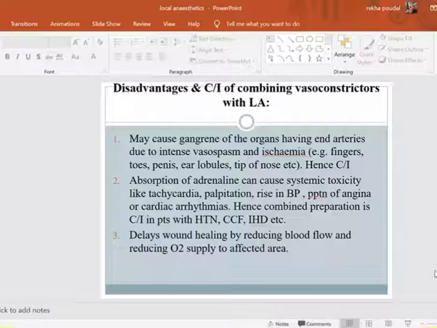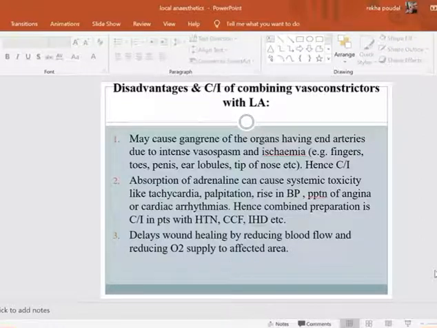So what happens in end arteries? In end arteries, the artery will end on that organ. There will not be any collateral blood vessels. So when we give local anesthetic along with a vasoconstrictor drug, these arteries will be constricted. So there will be no blood supply to those areas having end arteries. Due to vasospasm, those areas will go into ischemia and gangrene. So due to increased vasospasm and ischemia in the organ having end arteries, it may cause gangrene. So we have to avoid giving these two drugs in combination while doing surgery or any procedure in those areas which have end arteries. So these two drugs are contraindicated in these organs.